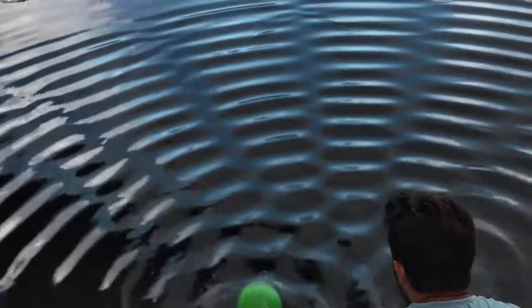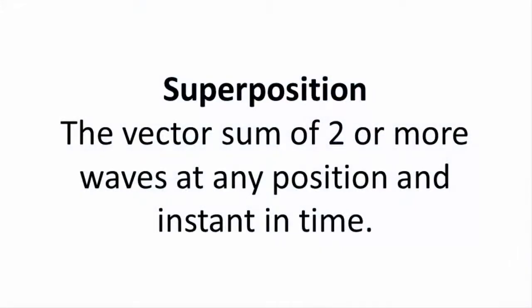When two waves meet, they interact and superimpose, or add, to make a new wave. Each wave disturbance is caused by a restoring force in the medium. Since force is a vector, the forces from the two waves add up vectorially. This means that the waves can add to create a bigger wave, or they can cancel each other out. This phenomenon is called superposition. Superposition is a vector sum of two or more waves at any position and instant in time.